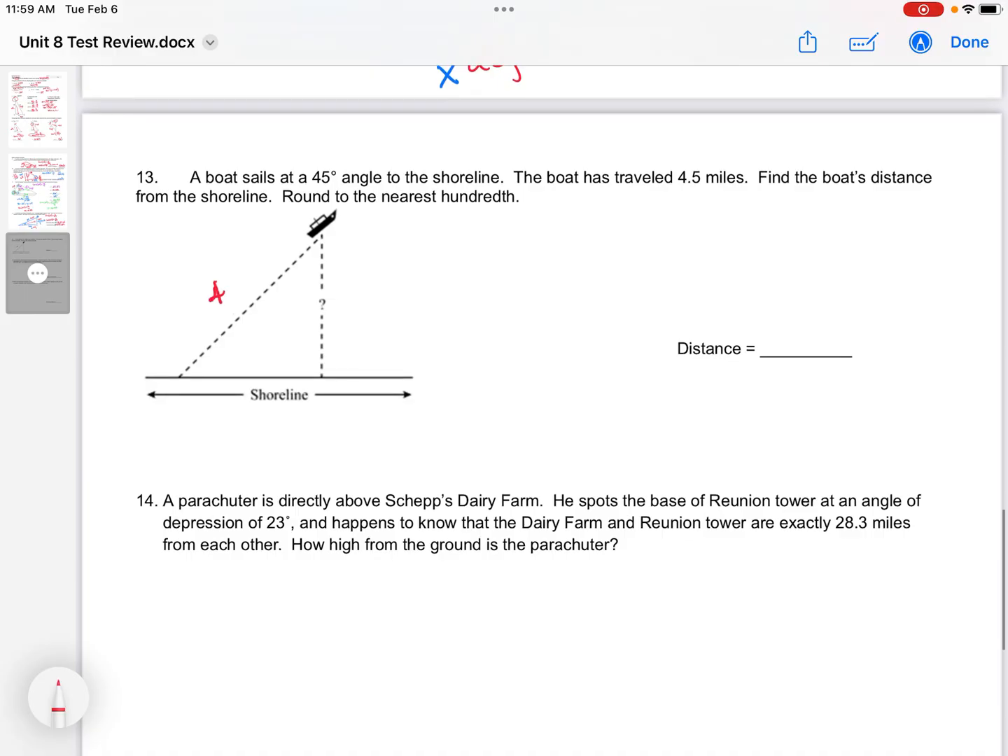Alright. The boat's gone 4.5 miles. 45-degree angle. Looking for how far from shore. So that's going to be sine 45 equals x over 4.5. And the distance he is from shore is 3.18 miles.